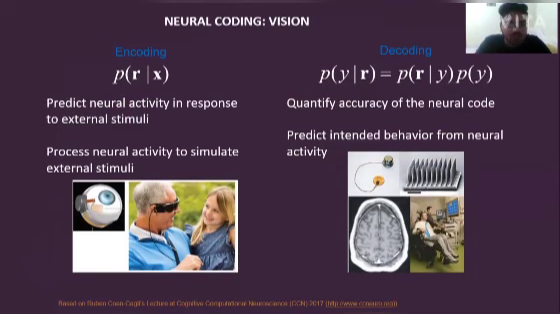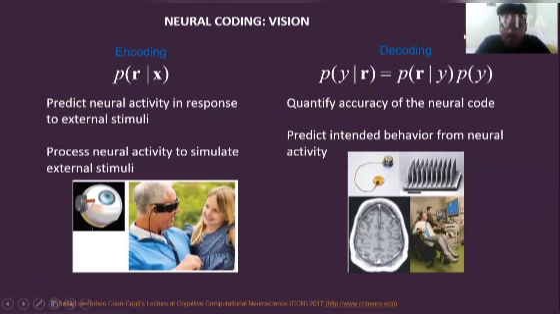So why do we care about this encoding and decoding? We care about encoding because with the help of encoding we can predict the neural activity in response to external stimuli, and we can process this neural activity to simulate external stimuli, which can be used to develop retinal prosthetics. And we care about decoding because it can be used to quantify the accuracy of the neural code and predict intended behavior from neural activity, and it can be used to design neural prosthetic devices.